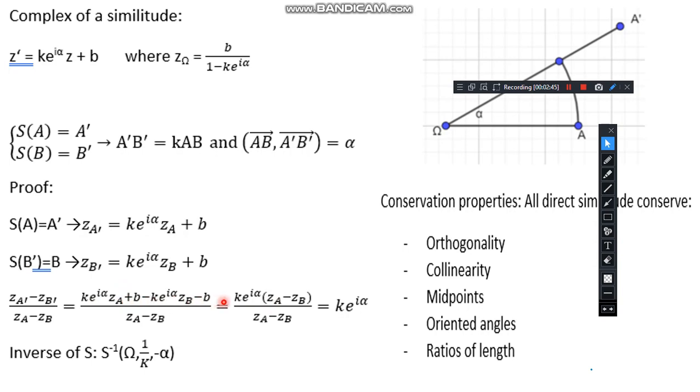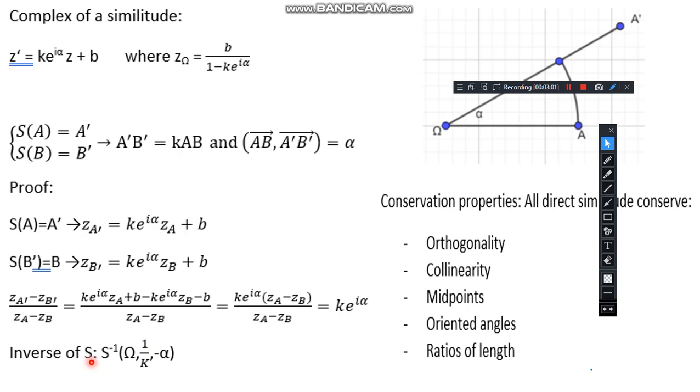You can put k e^(iα) in factor. So z a minus z b, up and down, will be cancelled. So I have k e^(iα). It means that a prime b prime equals k times ab, which is what I want to show. And the angle between ab and a prime b prime will be angle alpha.